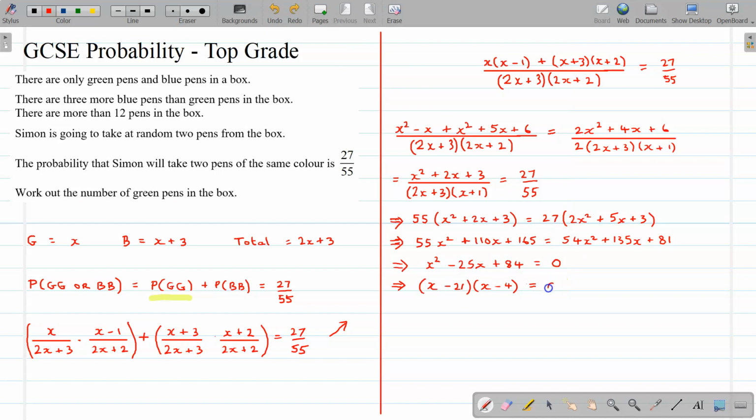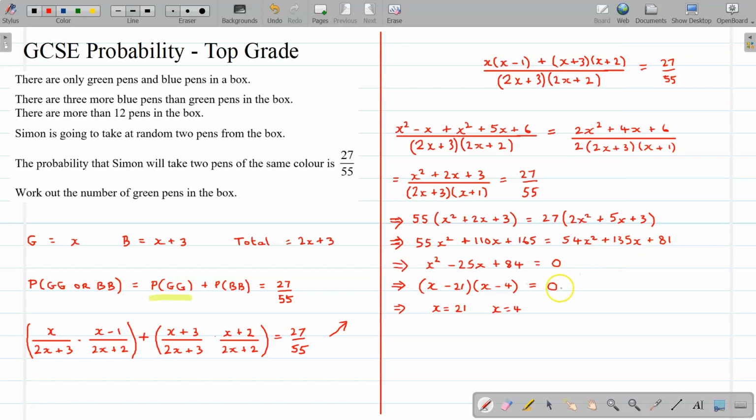All right, and from that factorization, we get two possible values of x. So this tells me that to make the first bracket 0, x could be 21, and to make the second bracket 0, x could equal 4. They're both integers, and they both seem plausible.